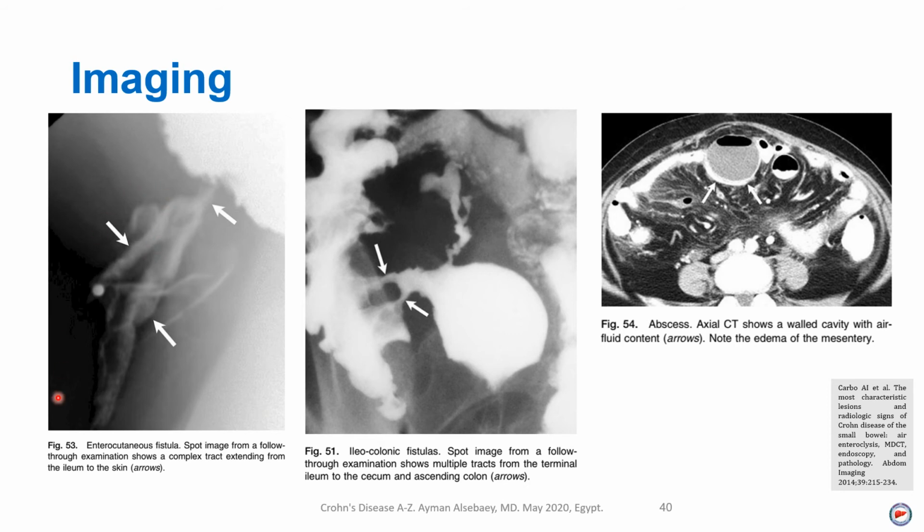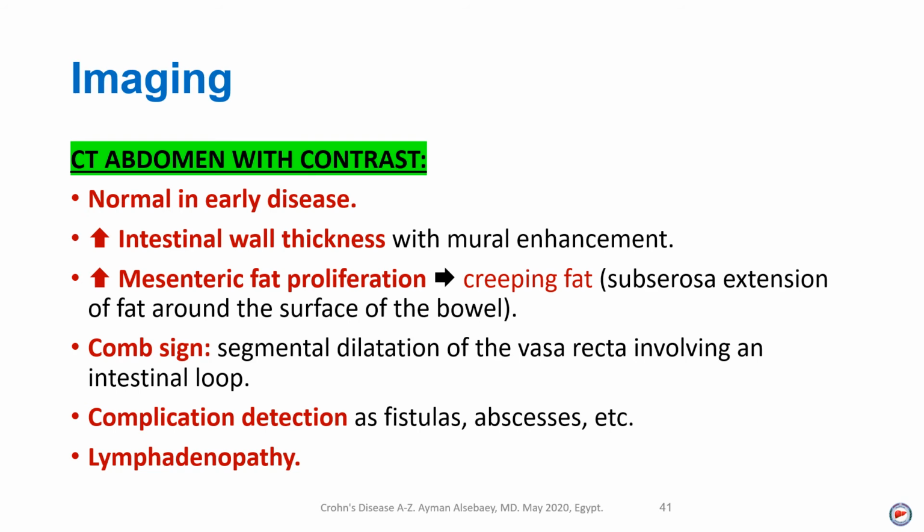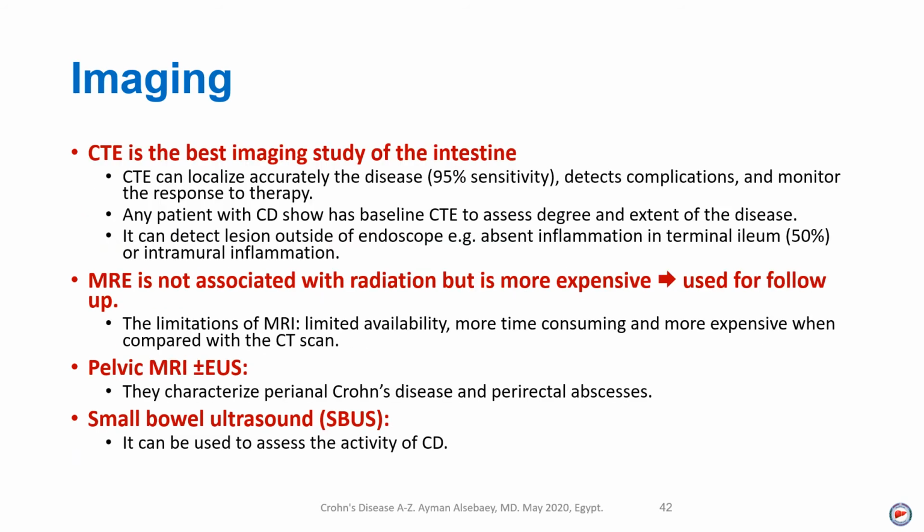Also, we can detect fistulae. This is an enterocutaneous fistula. Okay. Here there is a fistula between, this is the colon, okay, and this is the small intestine. This is the ileum, and there is a fistula between the terminal ileum and the colon. Here we can find an air fluid level, which is fixed here. This is called an abscess, okay. These findings are easily detected by CT.